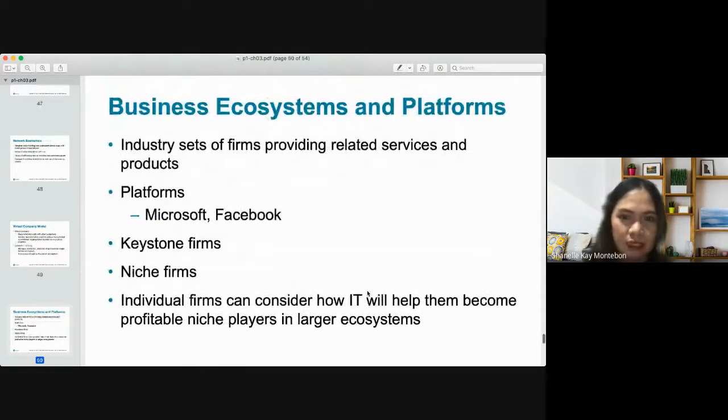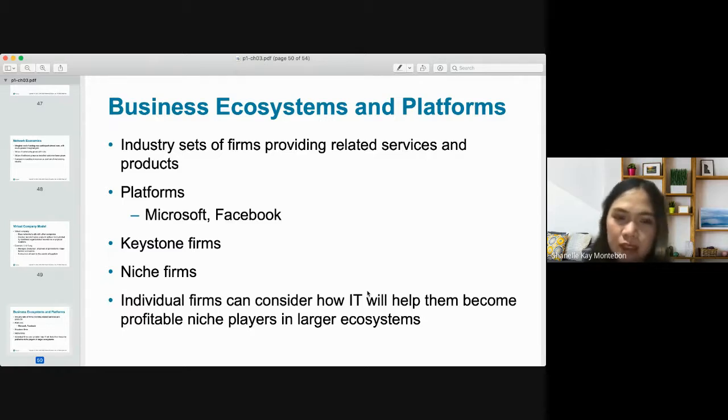Then we have the business ecosystems and platforms. Industry sets of firms providing related services and products. So it's like the idea of the value web. Kaya lang yung value web, it is different companies in the same industry. Si business ecosystems and platforms, various industries in the same industry ecosystem. So, ganun siya. For example, Microsoft and Facebook have keystone firms and niche firms.